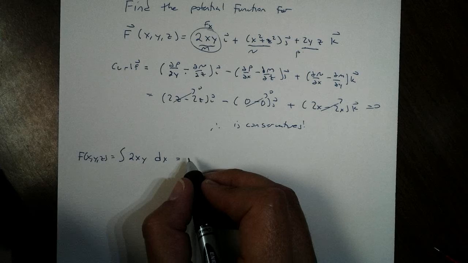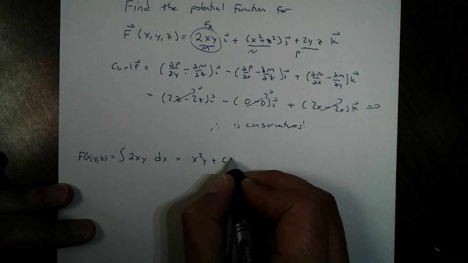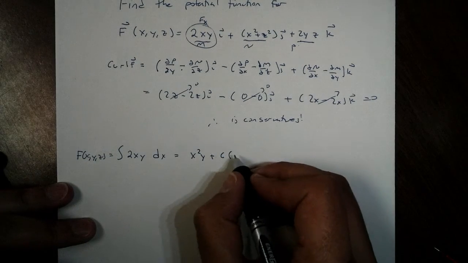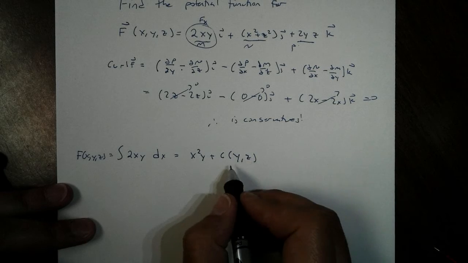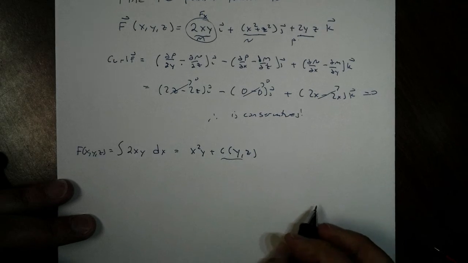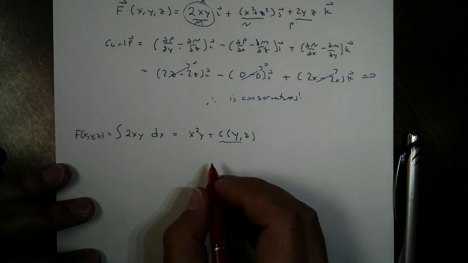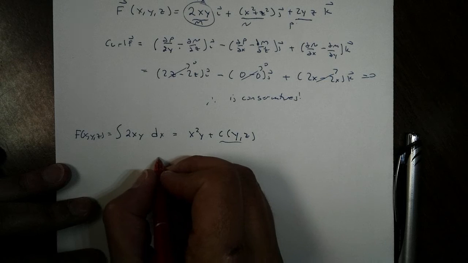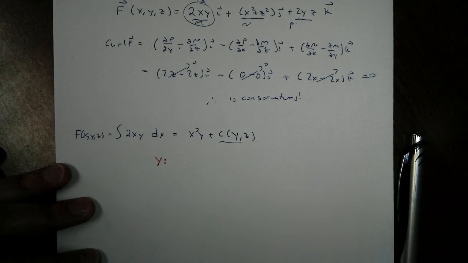This just becomes x squared y plus my constant, which remember is now, since I'm taking the derivative with respect to x here, my constant is going to be in terms of y and z. So now I have to find this c of y, z. To get that, I am going to look at the y's here. So I'm going to go and solve for the y.